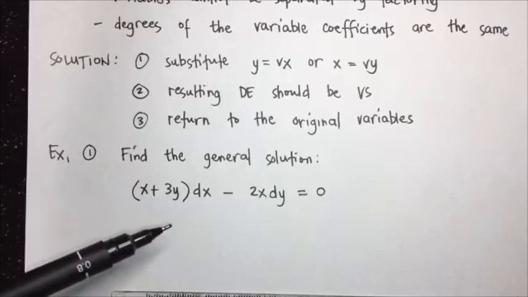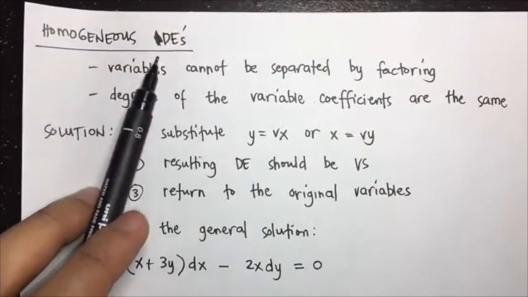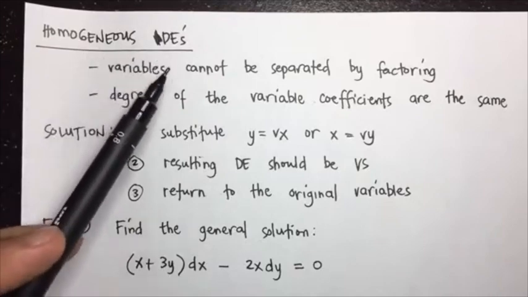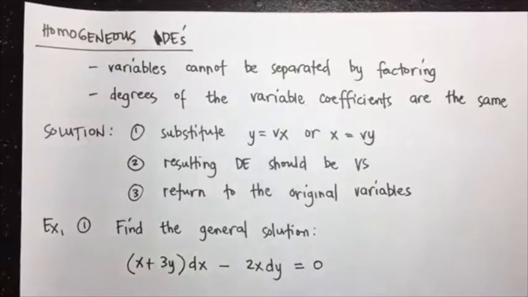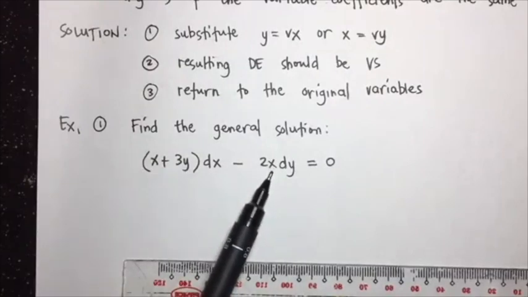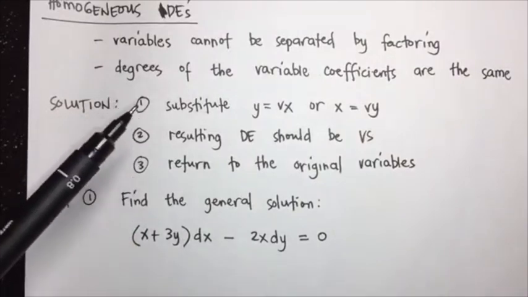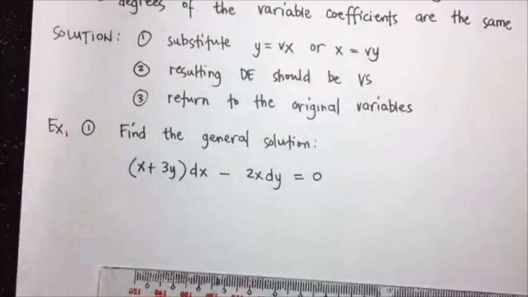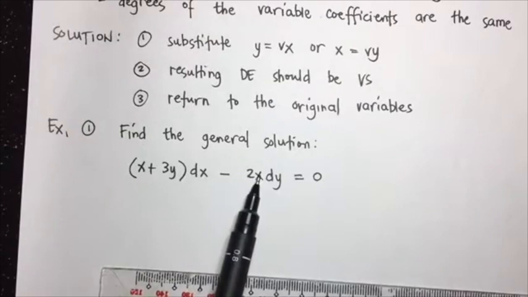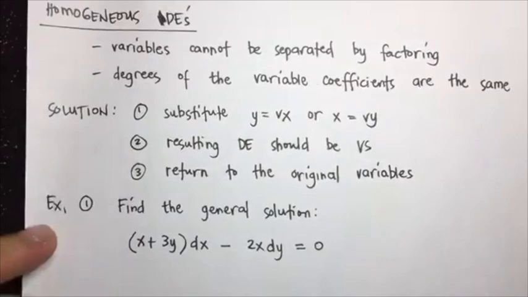The second solution that we think about should be if it is homogeneous. To test if it's homogeneous, we look at the variable coefficients: x, y, and x. We look if their degrees are the same. For x, the degree is 1, for y the degree is 1, and for x here the degree is 1. Therefore, this is a homogeneous differential equation.